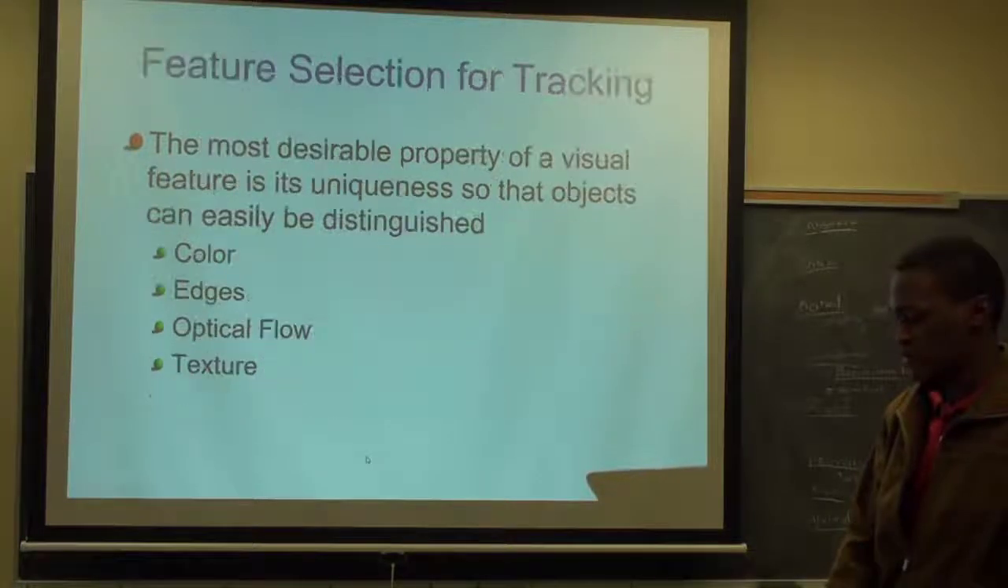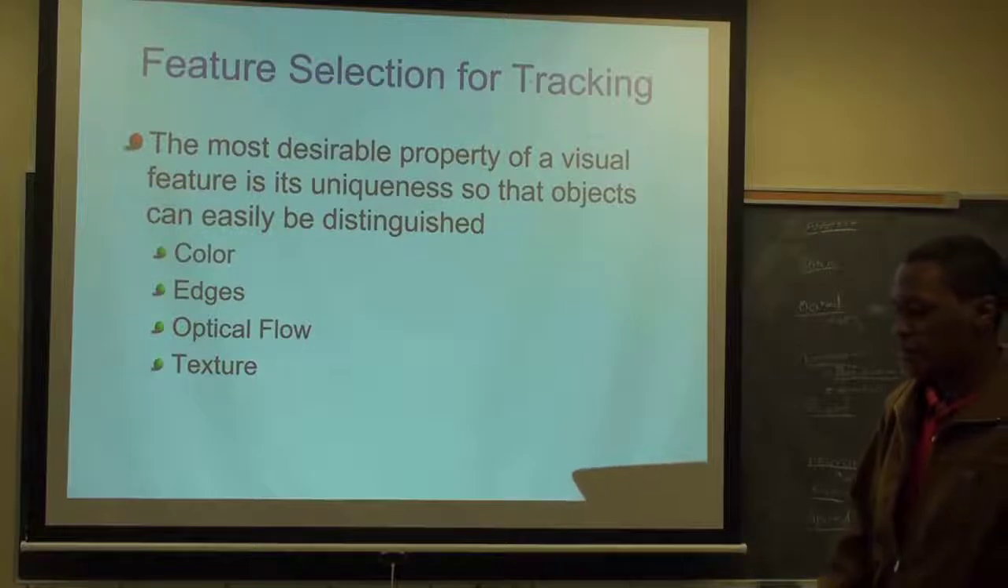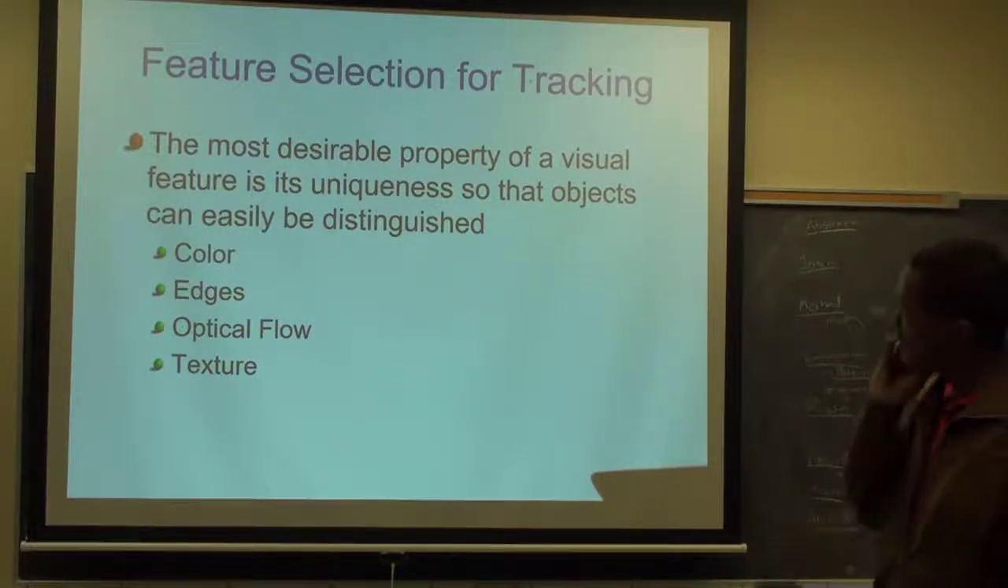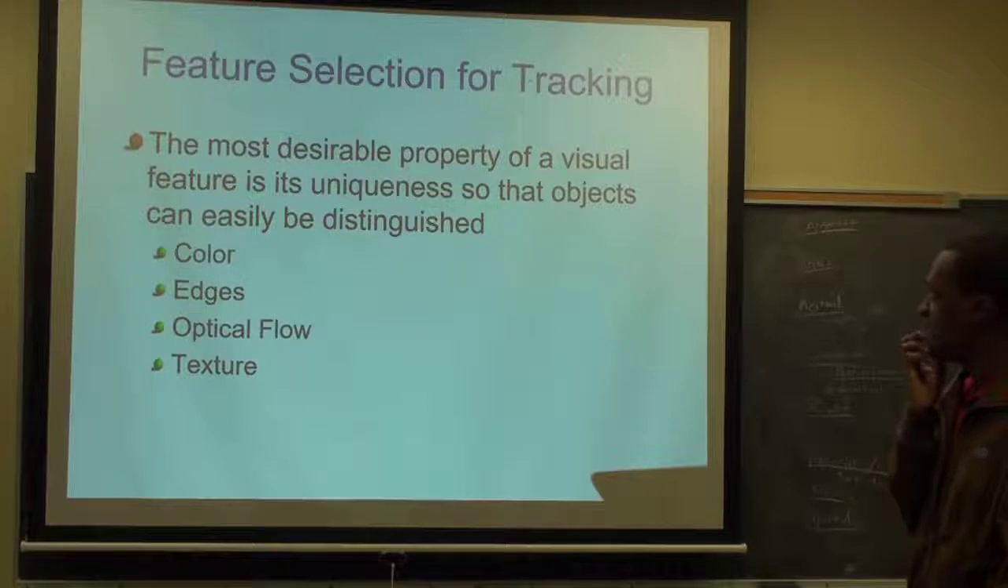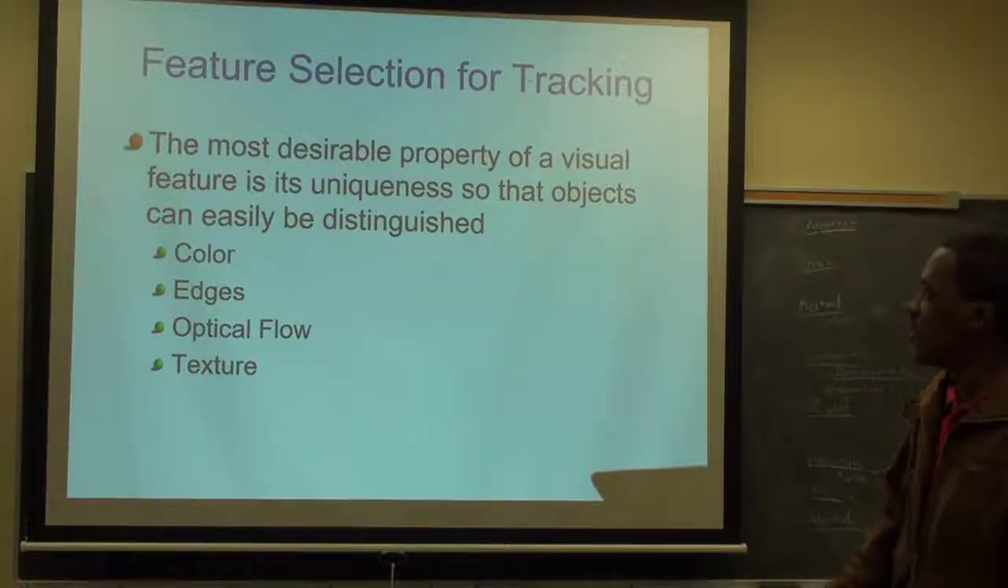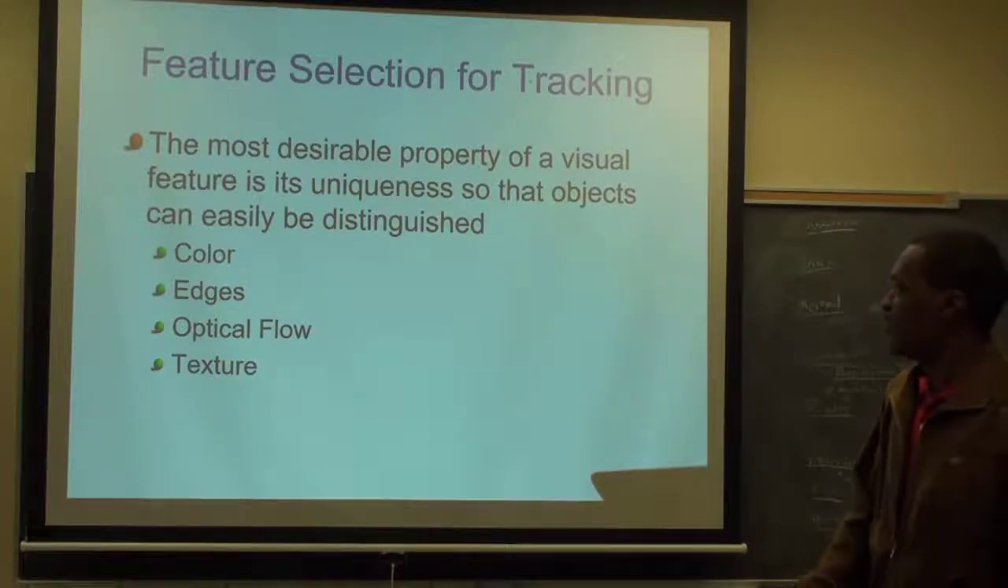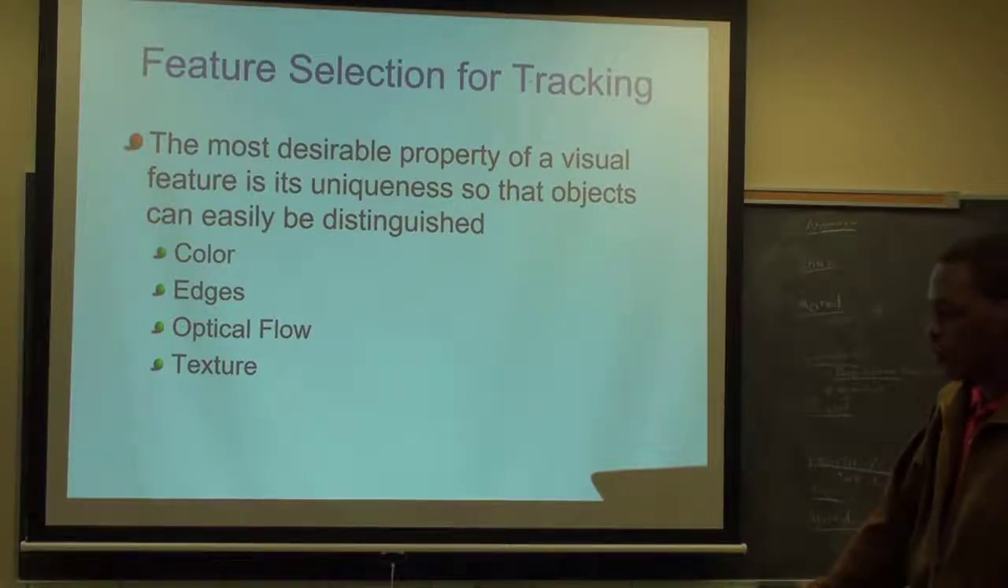Okay. And then the next thing we have to do is select features for tracking. The most desirable property of a visual feature is its uniqueness, or how well it's defined against the background. And this could be the color, the edges, the optical flow, or the texture.